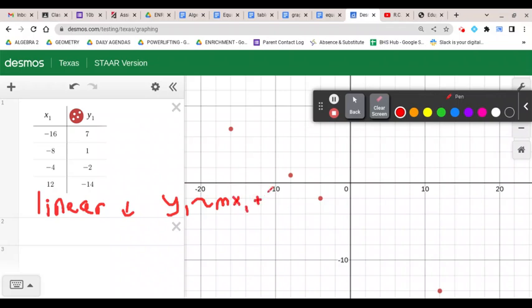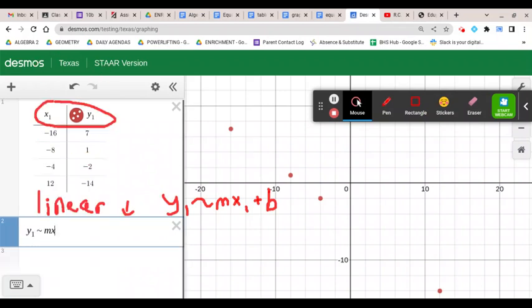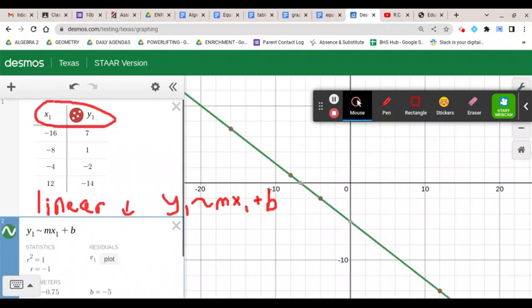Now, we all know that linear functions are y equals mx plus b. Again, we need to do y1 and x1 because y1 and x1 tell us that we're going to pull from that table there. If we don't do y1 and x1, it's not going to know what to pull, and it's not going to generate an m and a b for us. So we have to make sure that we have y1 squiggly mx1 plus b.